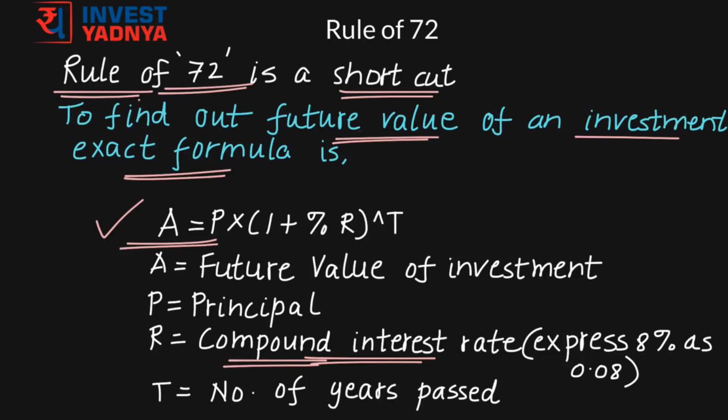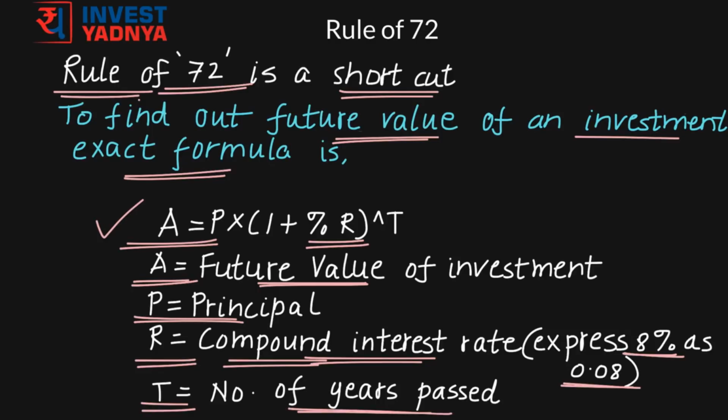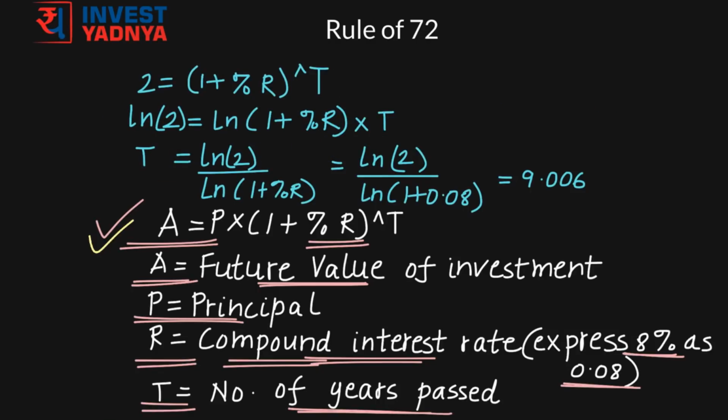The formula is A = P × (1 + R)^T, where A is the future value of your investment, P is your principal amount, R is the compound interest rate offered. And here 8% is expressed as 0.08 in the equation, and T is the number of years passed. Now this formula is used to find out the future value of your investment at any given point in time. But we want to find out when would our investment be double. So we substitute A by 2P, that is twice the principal amount.